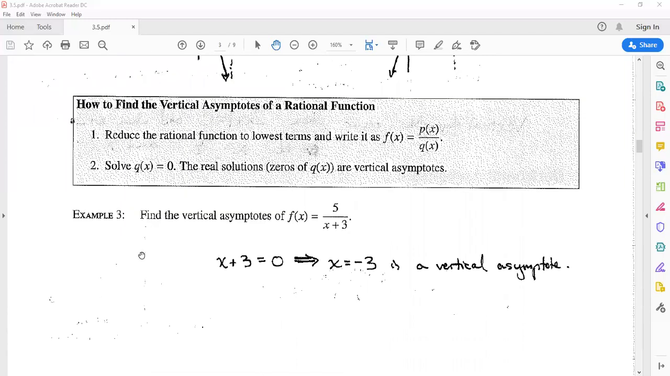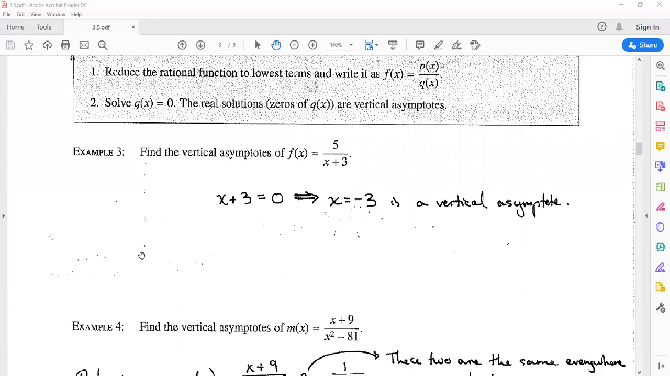So let's see it in action. In this example, we have the vertical asymptotes of 5 divided by x plus 3. Well, I don't think there's any factors common to 5 or x plus 3. So we don't need to do any dividing. So all we need to do is say, when is x plus 3 equal to 0? And when does that happen?